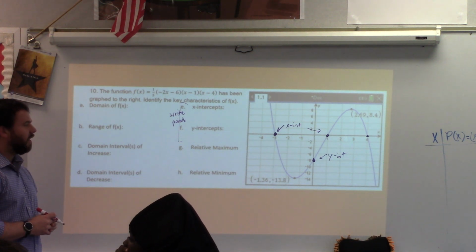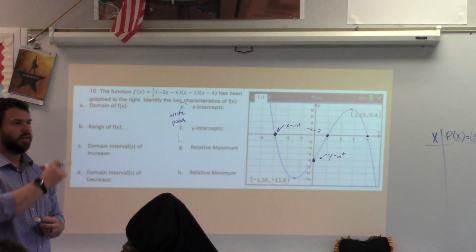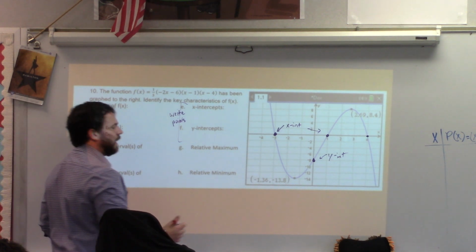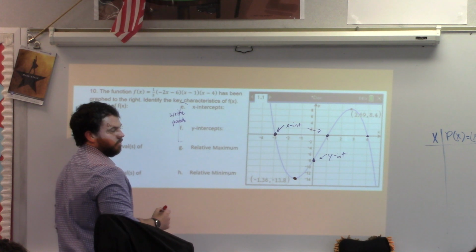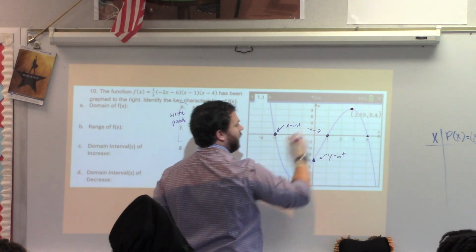Okay. Relative max and min. We already addressed this a little bit earlier. A lot of us correctly identified the points that were relative max and min, right? This point right here being a relative minimum, thank you, and this one being a relative maximum.